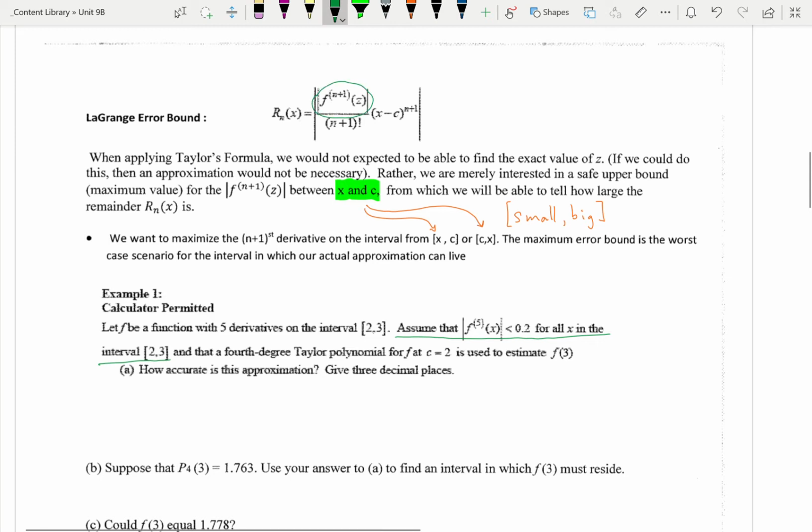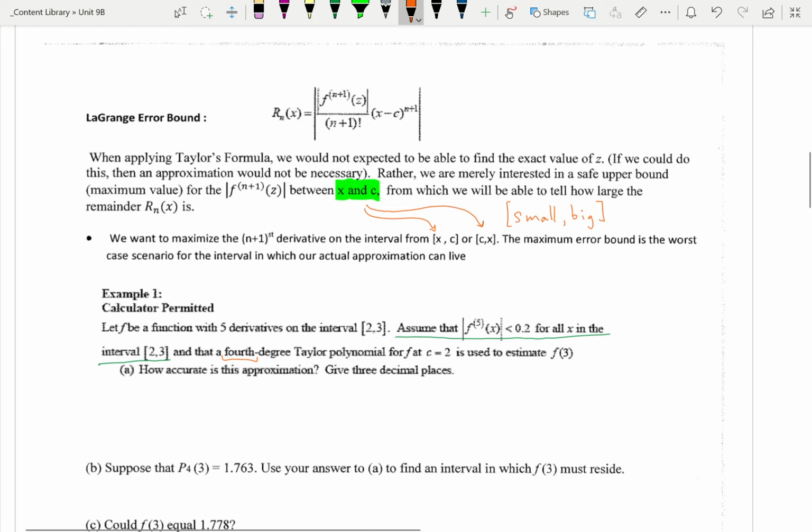Okay? So we don't know what the fifth derivative is. We don't know what the function itself is. But we do know that that fifth derivative, that numerator of the Lagrange error, is guaranteed less than 0.2. Okay, so that's really, really golden information for us because that's the hardest part to figure out. They've just given it to us. Okay, and notice that they're talking about the fifth derivative being less than 0.2, and they're talking about a fourth degree Taylor polynomial. How perfect is that?